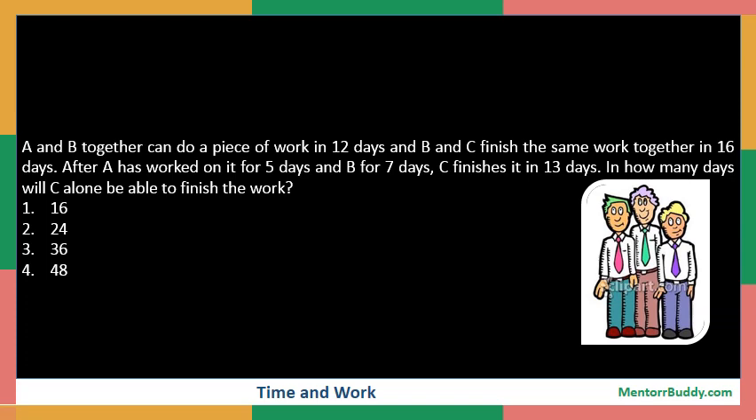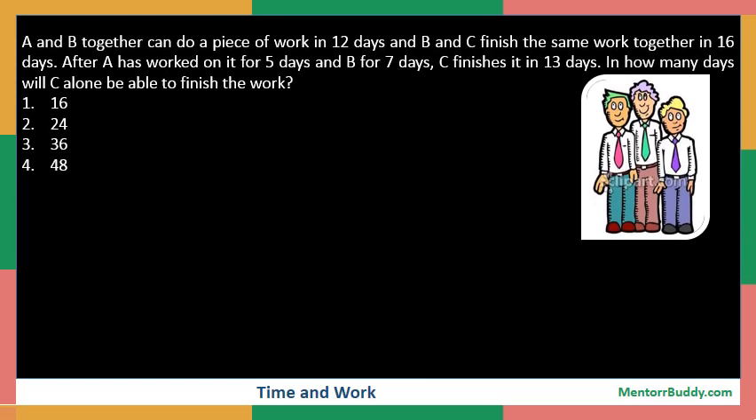So let us see how we can solve such a question. As it is given in the question that A and B together can finish a work in 12 days, let me rewrite the statements: A and B together can finish it in 12 days. B and C together can finish the same work in 16 days. Now A has worked for 5 days. So let us first figure out their one day's work.